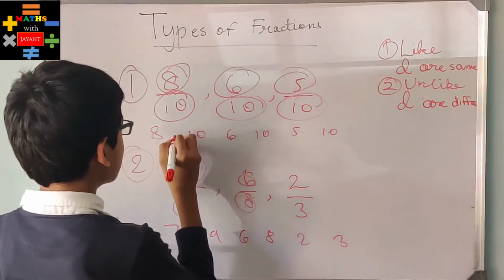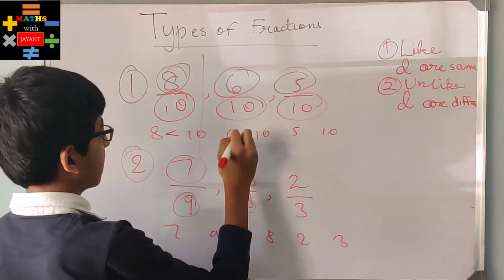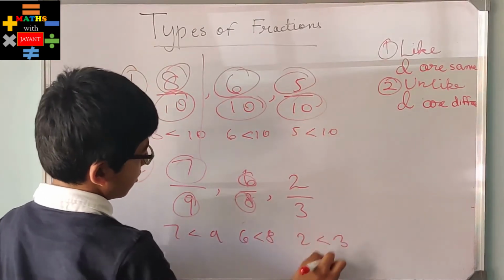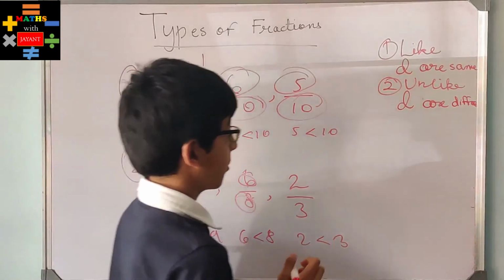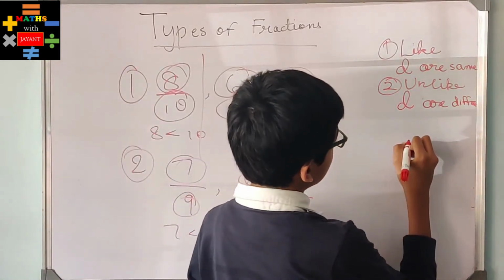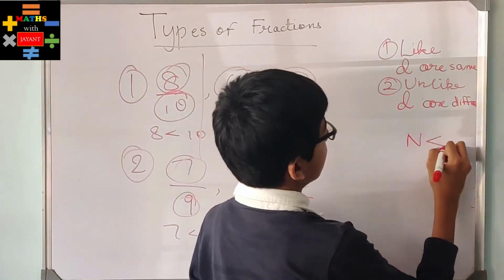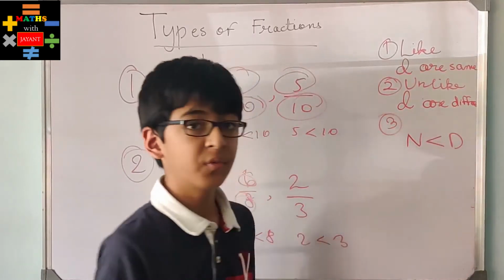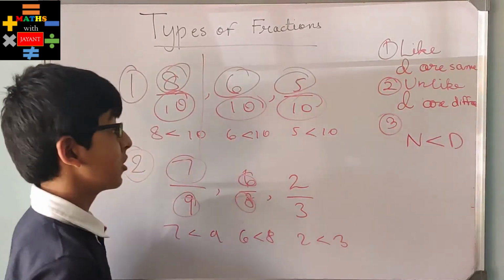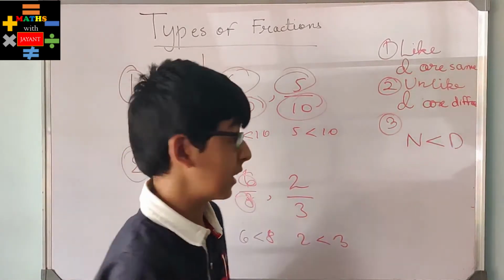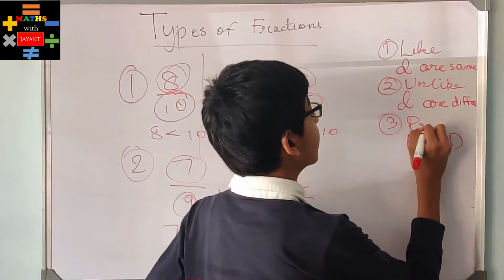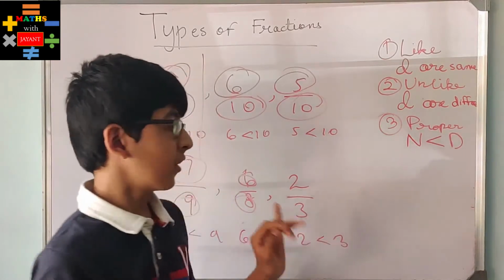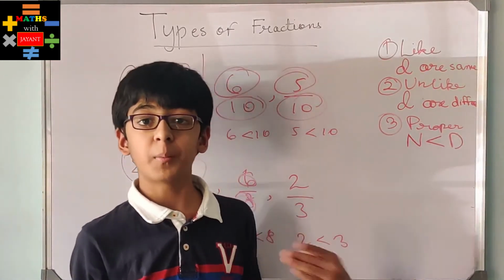Now in these, the numerator is lesser than the denominator. 5 is lesser than 10, 7 lesser than 9, 6 lesser than 8, 2 lesser than 3. So in all these fractions, the numerator is lesser than the denominator. So this is our next type of fractions. Such fractions where the numerator is lesser than the denominator are called proper fractions.